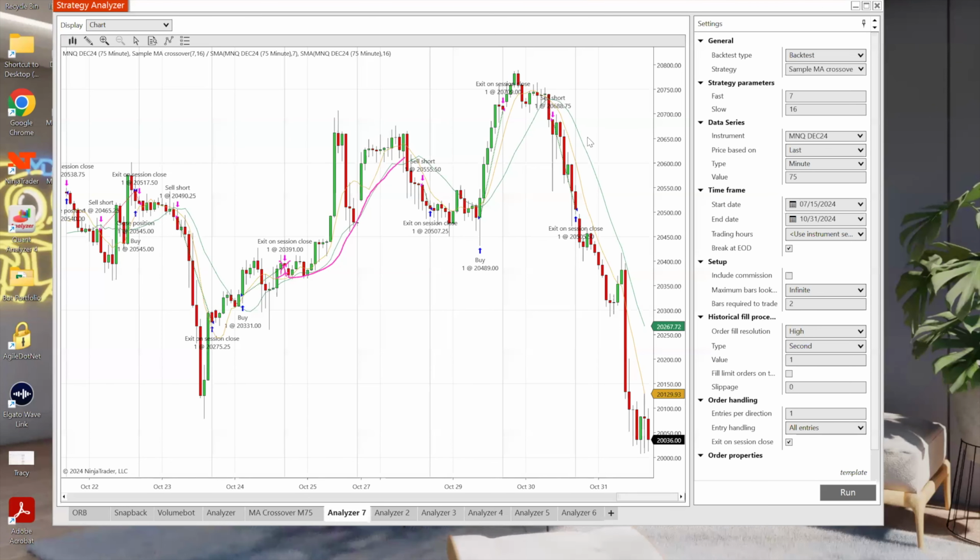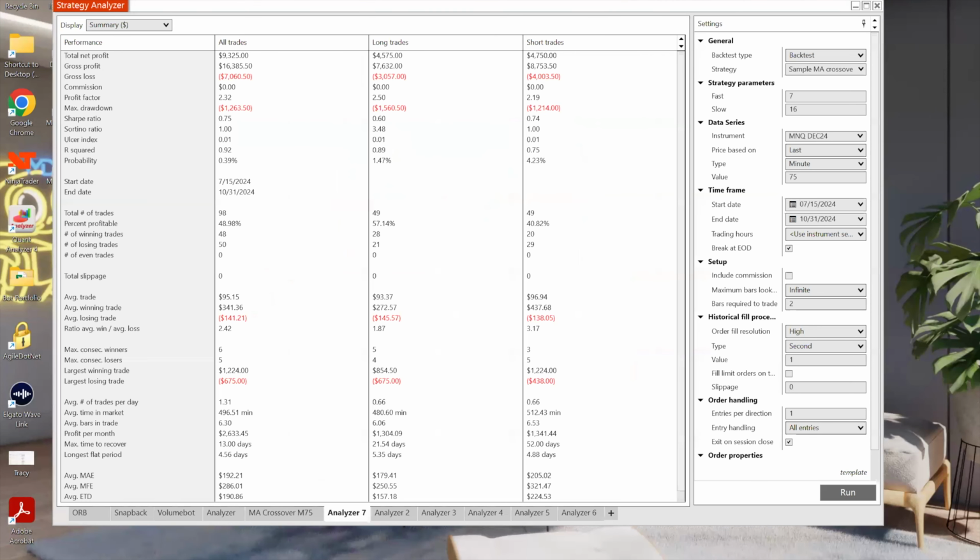So again, the importance of back testing is that we're able to make decisions and get some statistical analysis, some probabilities. We can set our expectations on what we can expect based on our historical back test.